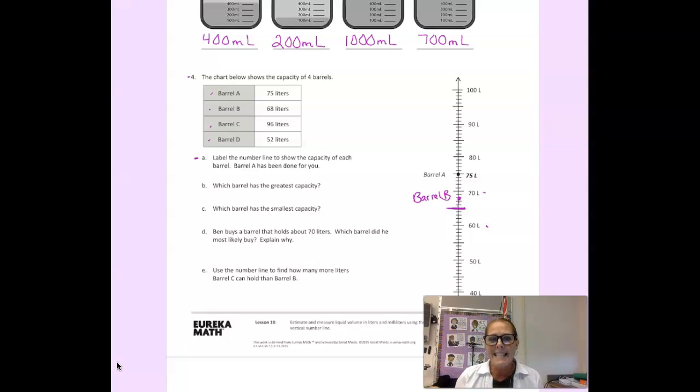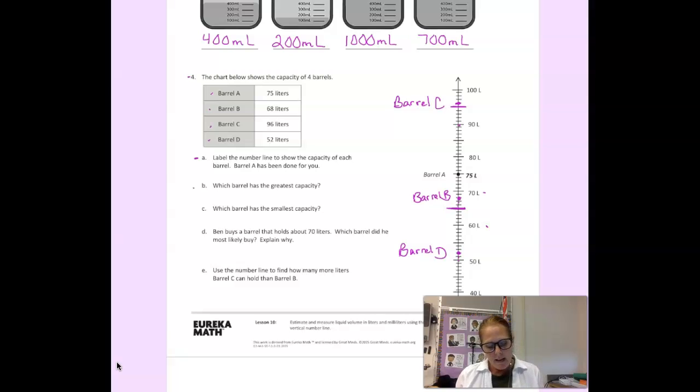Next, we have barrel C at 96 liters. So I'm going to find 90. I'm going to go to my line for 95, and 96 will be just past that. So there is barrel C. Barrel D is 52 liters. So I'm going to go down here to 50, 51, 52, plot my point, and label it as barrel D.